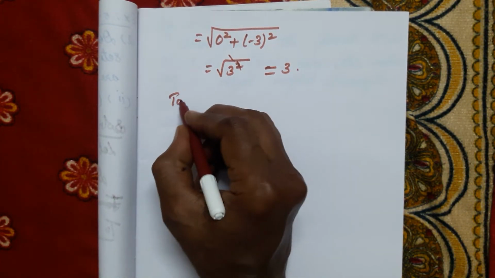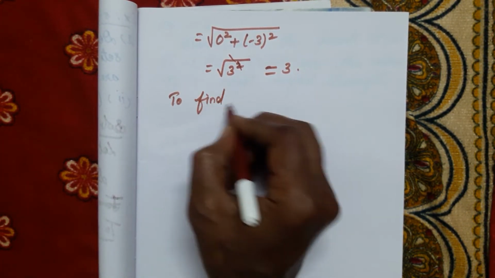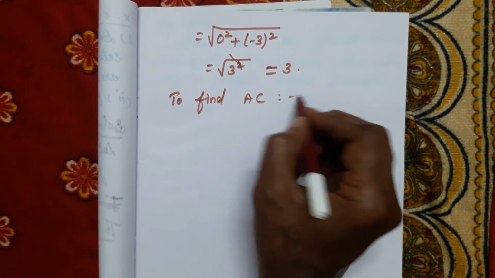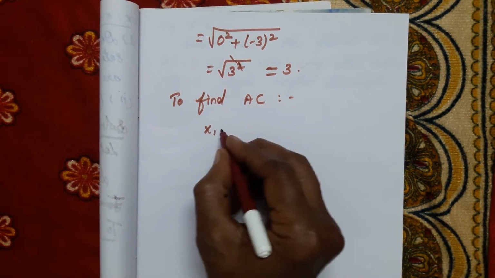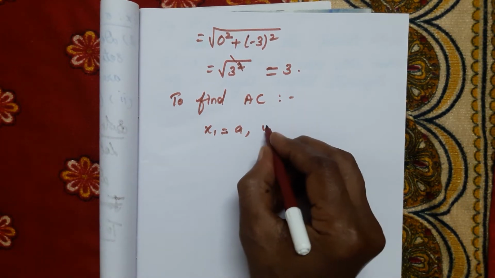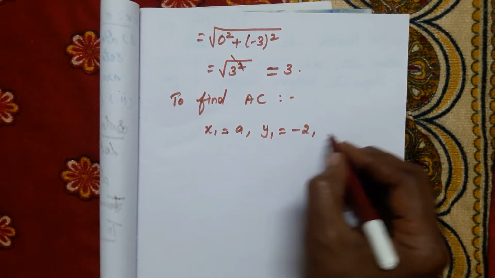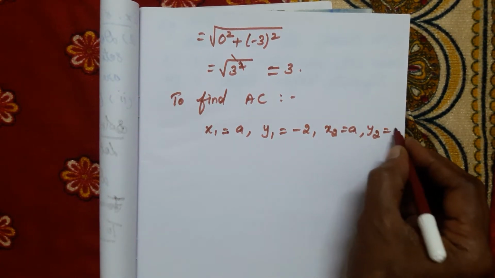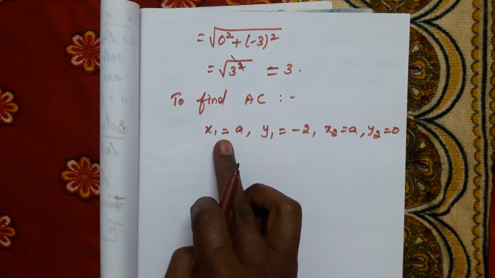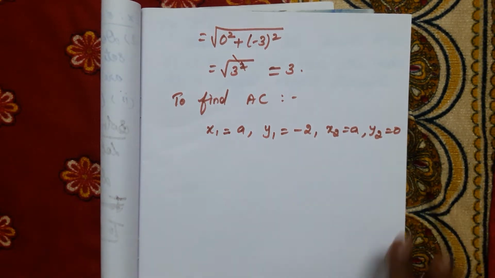Then we want to find out AC. To find AC, x1 is equal to A, y1 is equal to minus 2. x2 is equal to A, y2 is equal to 0. A is point x1, y1. C is point x2, y2.